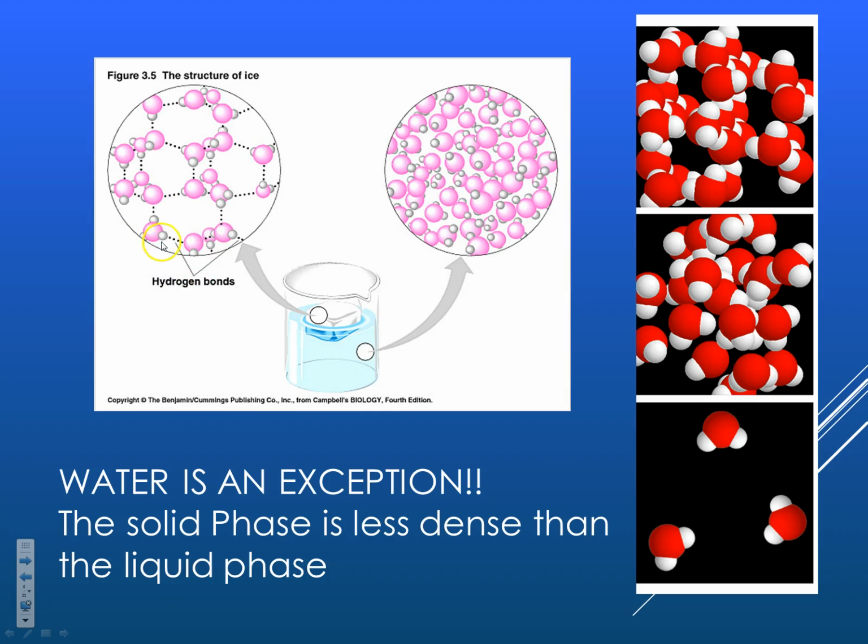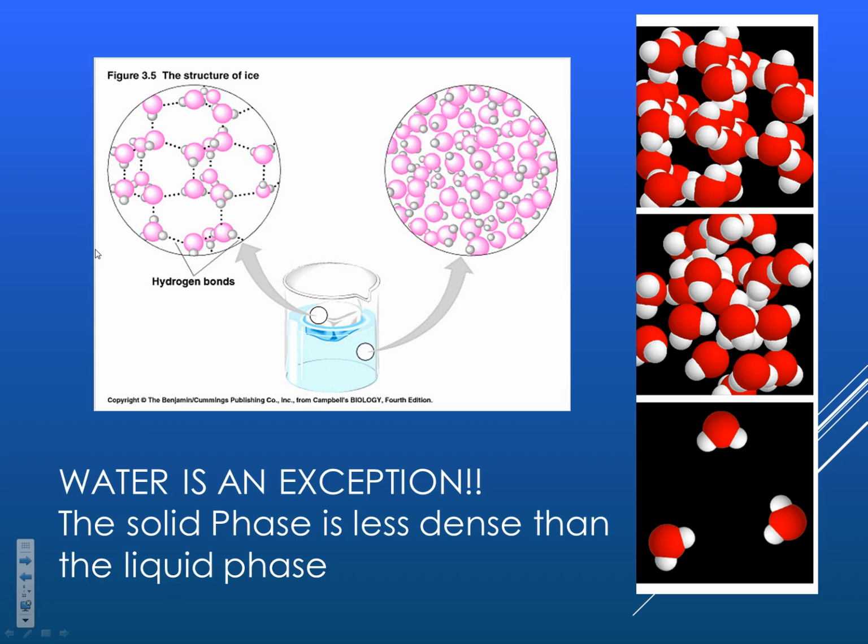It's organized into these hexagons mostly, and what happens here is because of the hydrogen bonding that's involved with water, the oxygens and hydrogens orient themselves towards each other in specific ways, and you get this really spread out sort of structure when it is a solid. And this actually goes to explain why ice floats on water.